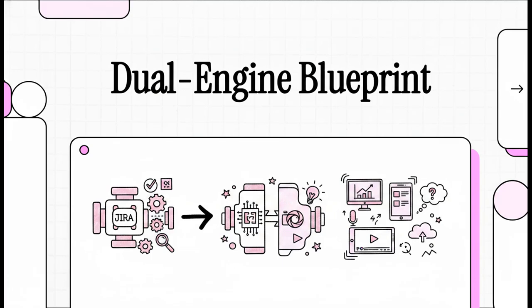Welcome to this explainer. Today we're jumping into a truly unique masterclass, what we like to call a dual-engine blueprint. First, we're going to map out the rigorous world of Jira and quality assurance. And then, we're flipping the script entirely. We'll go behind the scenes to show you exactly how to transform all that dense, dry technical knowledge into highly engaging educational content. Because, let's be honest, knowing the software is only half the battle. Actually teaching it to someone else, well, that's an entirely different beast.